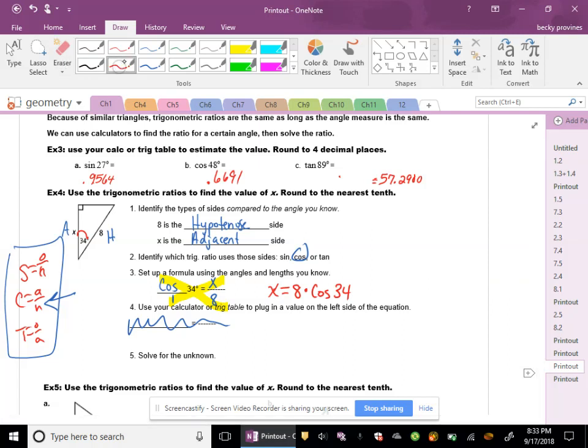So if you have a yellow calculator, you type it in exactly as you see it. You type in 8 cosine 34, enter. If you're using your cell phone, you're going to have to type in 34 cosine and hit the times button, 8, enter. So we get the final answer of 6.6. It doesn't say what to round to. This is to the nearest tenth. So we are finished.